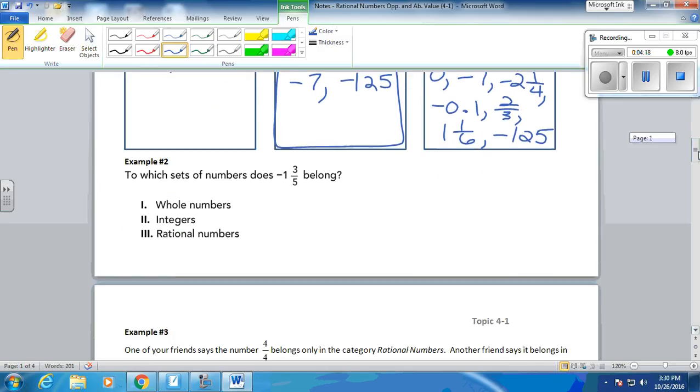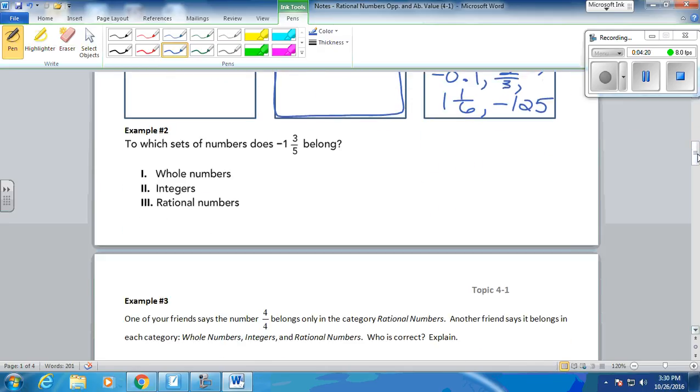Question number 2 says, to which set of numbers does -1 and 3/5 belong? It says sets, so that means there could be more than one answer. When you look at this, it is a fraction, so right off the bat, I know it's not a whole number. It's not an integer because integers are whole numbers, but positive and negative, so it only belongs to the rational numbers.